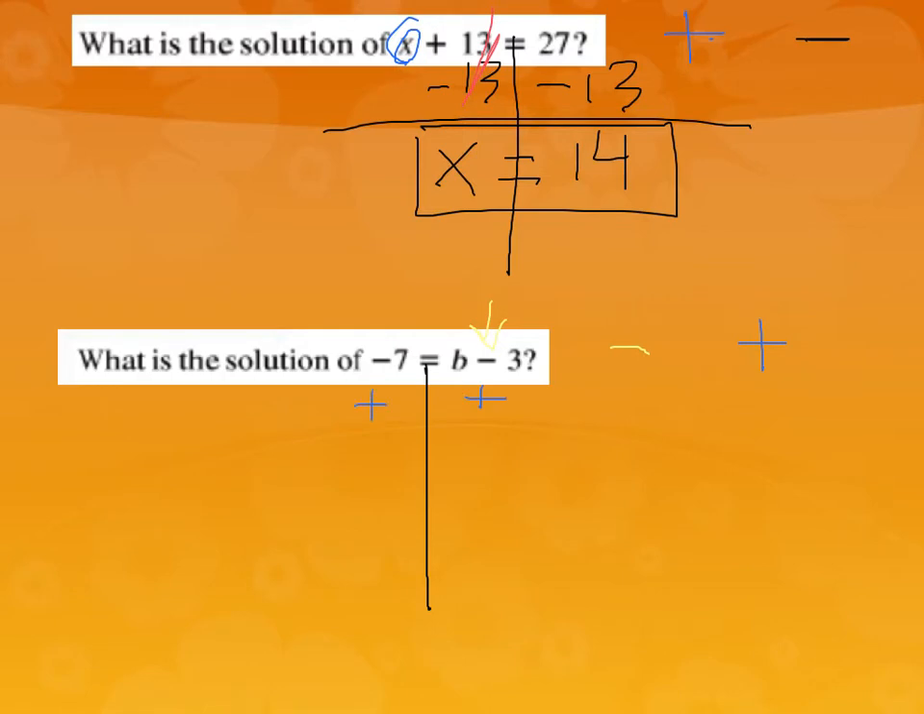And what do I want to get rid of? I want b by itself, so I want to get rid of the 3. So I'm going to add 3 to both sides.